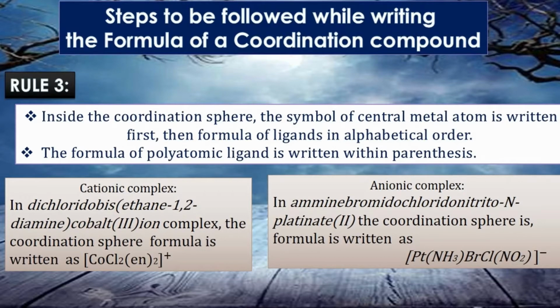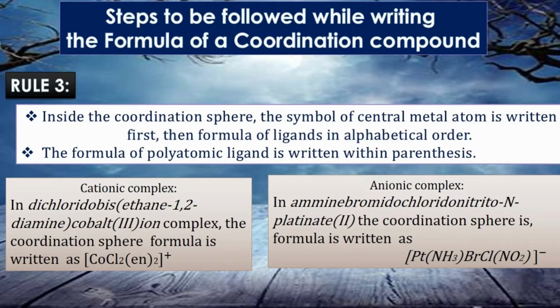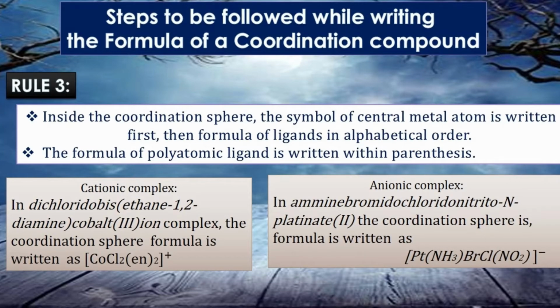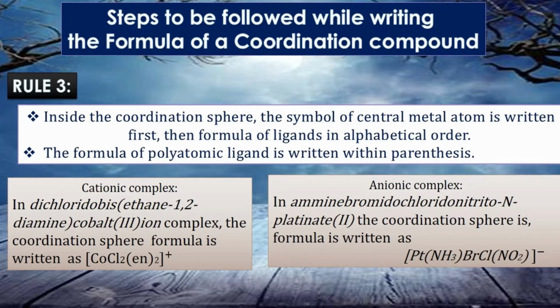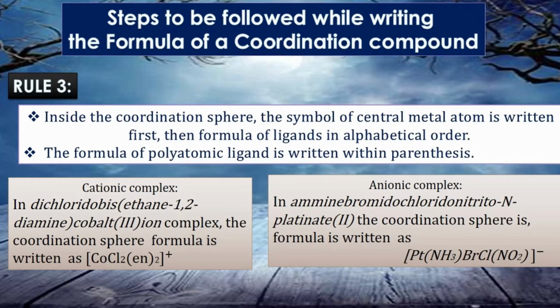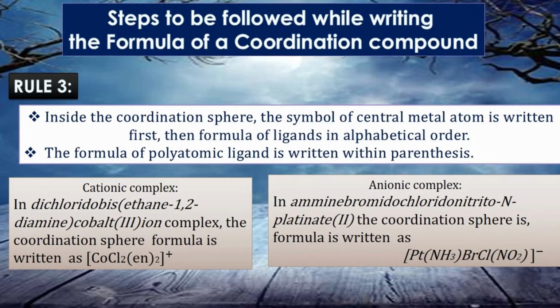We have to write the symbol of the central metal atom first in the coordination sphere. Then we have to write the formula of the ligands in alphabetical order inside the coordination sphere. If the formula of polyatomic ligands have to be written, then they should be written within brackets.